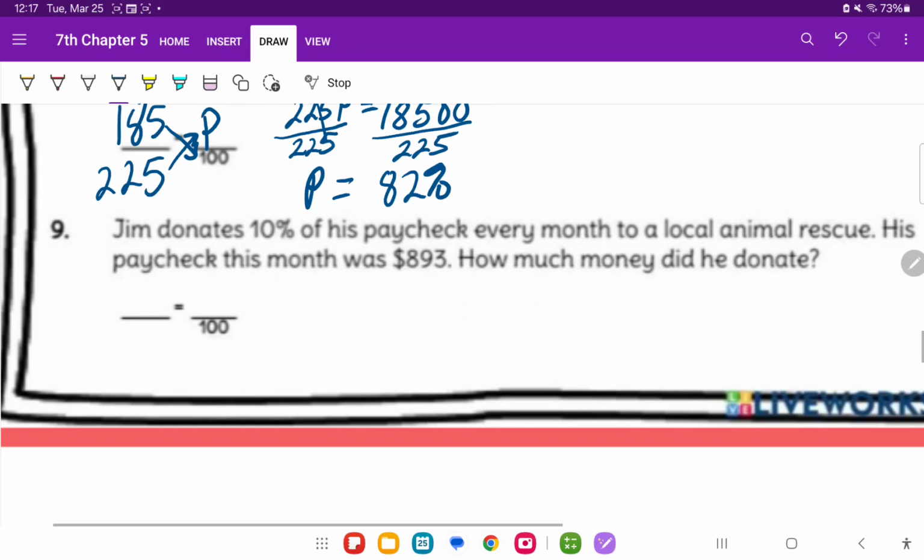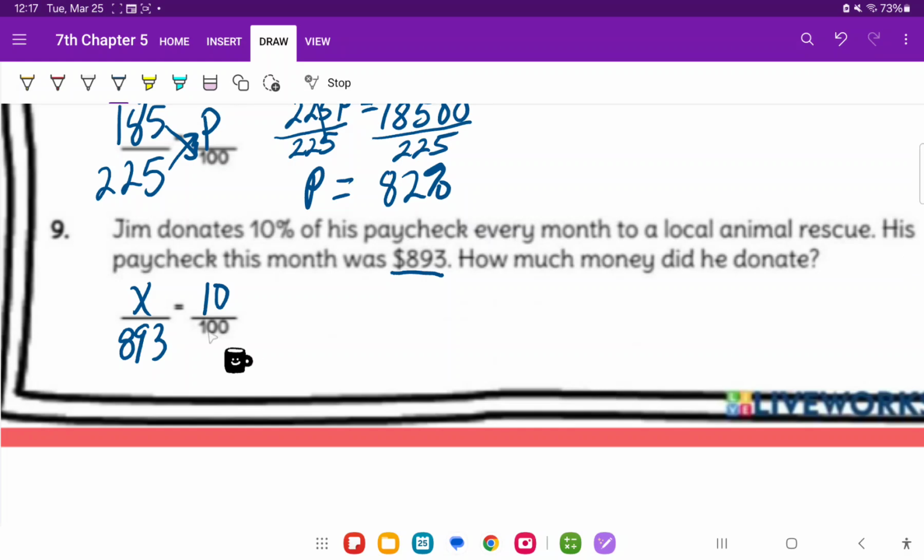Jim donates 10% of his paycheck every month to a local animal rescue. His paycheck this month was $893. How much money did he donate? Okay, so they give us the percent. All right, and his paycheck this month, so that's the total, right? $893 was his total paycheck. How much did he donate? What part did he donate?